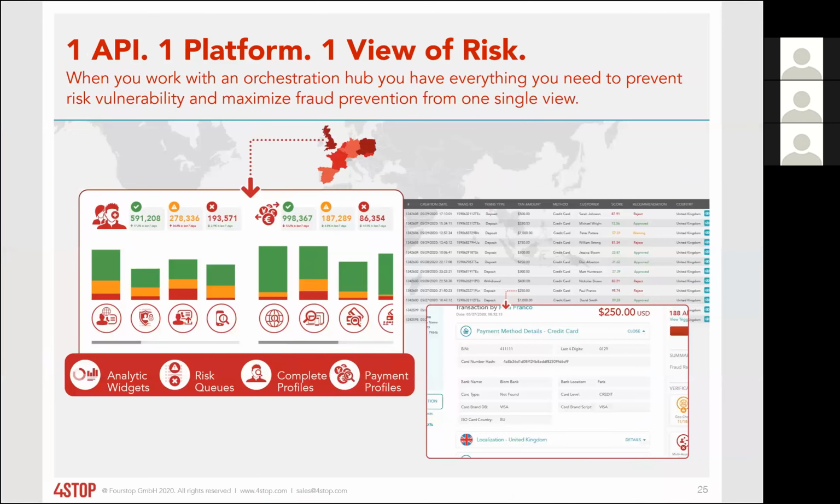So in summary, the 4Stop platform is a single API, a single platform, and a single view of your risk. It allows you to report on your risk factors, it allows you to build risk queues, and has analytics built in, and allows you to create a complete profile of the business or the individual that you're doing business with.